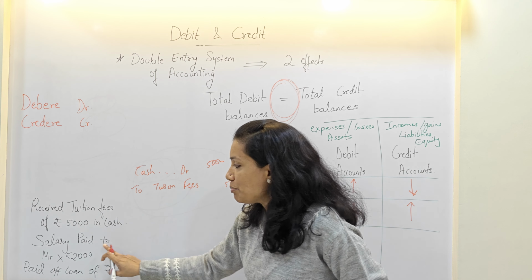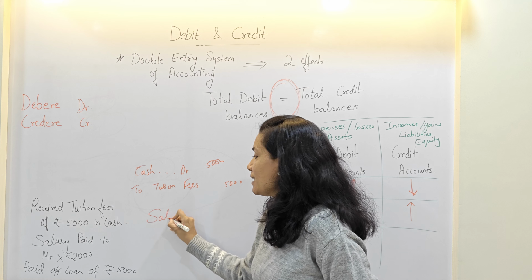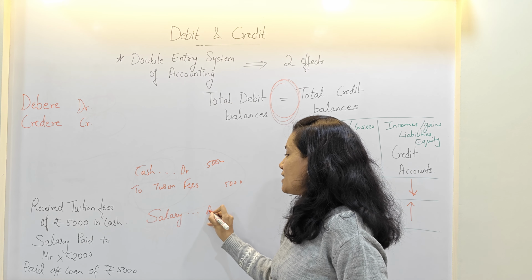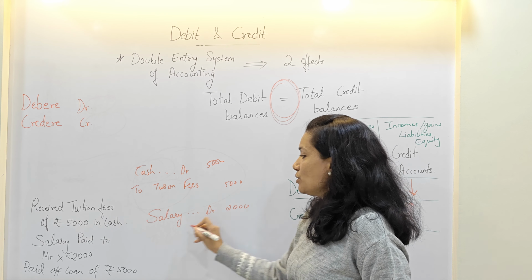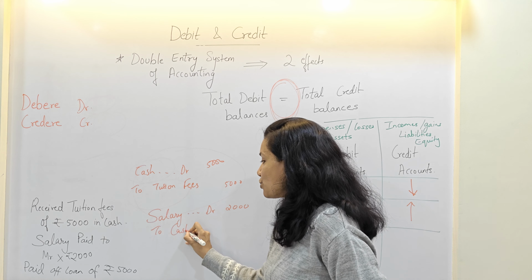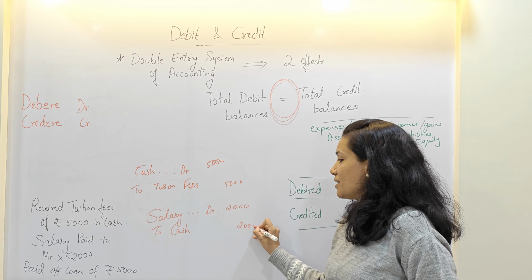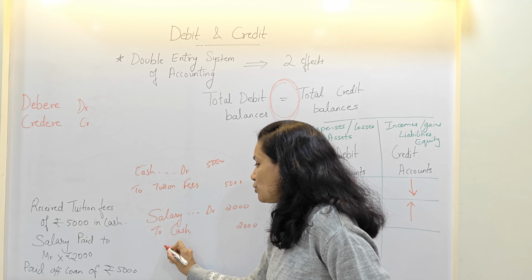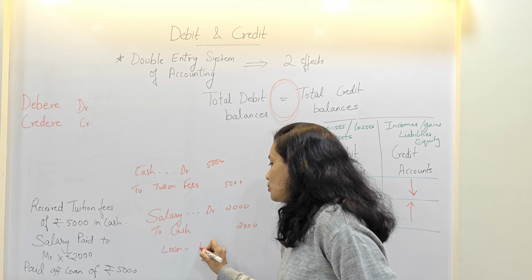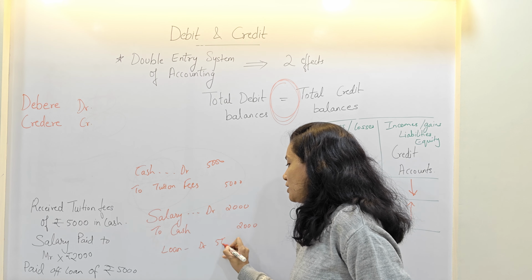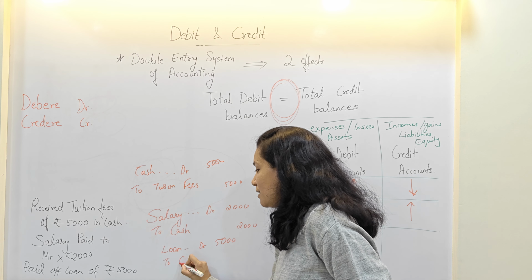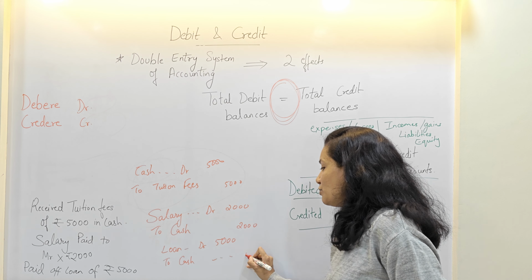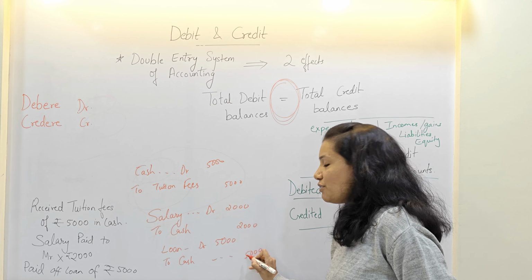Salary paid to Mr. X. Now salary is an expense, so it will be debited. Salary account debit 2,000 to cash, as cash is going out. Cash is going out, so it is credited with 2,000. Paid off loan rupees 5,000. So loan amount will be debited 5,000 to cash, as cash is going out again. When we pay off the loan, the cash will go out of the business. So cash is credited 5,000.